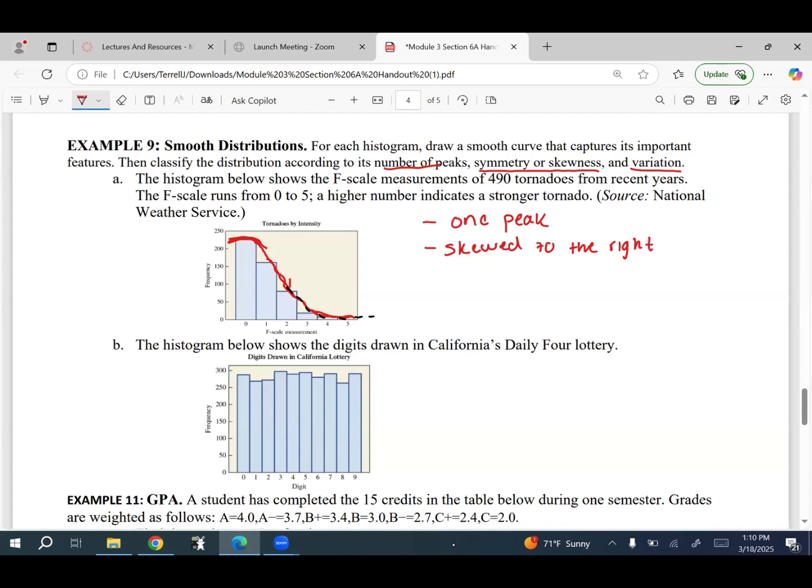And then variation, based off of the center, there is, I would say, moderate variation. The spread is moderate. It's not low, it's not very close to the center, and it's not high. We would say this is moderate. Again, variation, you're just looking at how spread the data is.